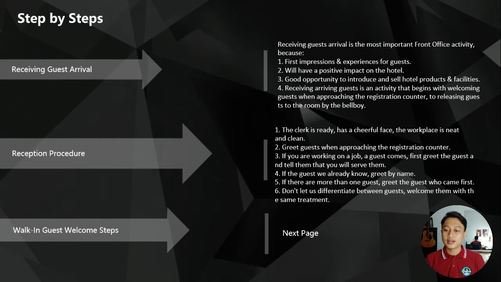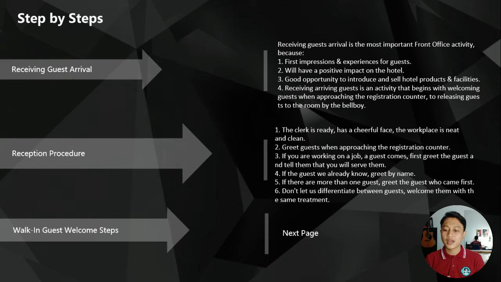Number four, receiving arriving guests is an activity that begins with welcoming guests when approaching the registration counter to releasing guests to the room by the bellboy. Number two, reception procedure. The clerk is ready and has a cheerful face. The workplace is neat and clean. Number two, greet guests when approaching the registration counter.